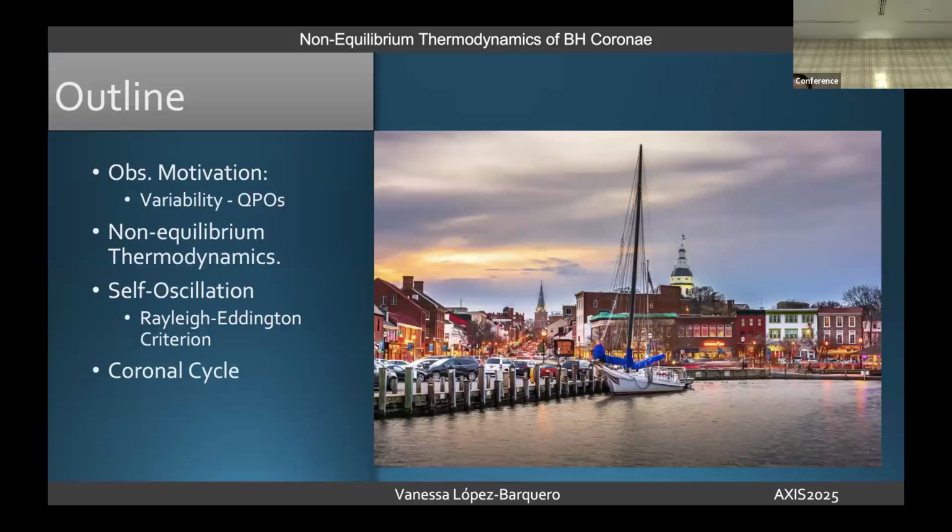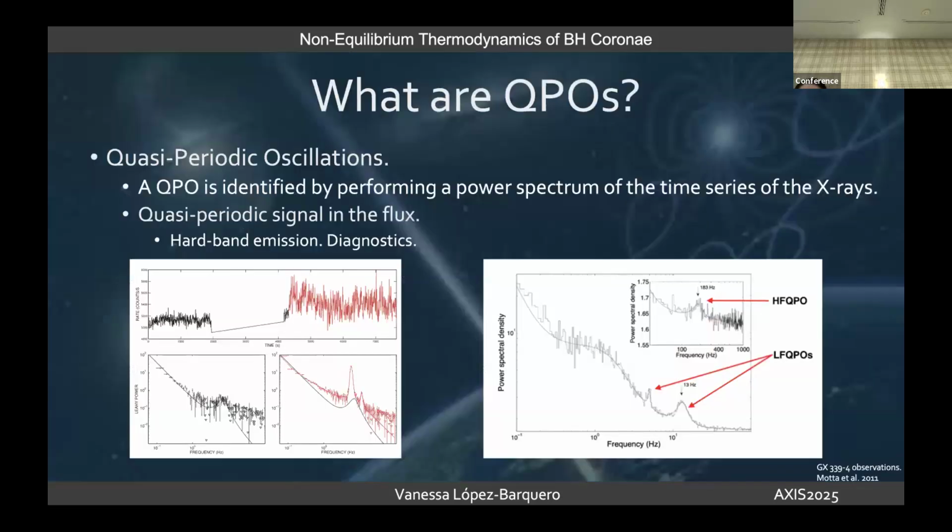Okay, for the outline, at the beginning I'm going to talk about the observational motivation, and in this case, it's variability and QPOs. Then we're going to go into how we incorporate this picture of variability into non-equilibrium thermodynamics. It's very important for us, especially theorists, to think beyond equilibrium, and now we're going to be using these tools for non-equilibrium thermodynamics. We'll see how self-oscillations come into play. And then at the end, we'll link it to how it's going to be implemented in black hole coronae. In this case, I'm going to be talking specifically about X-ray binaries, but it also can be applied for AGNs.